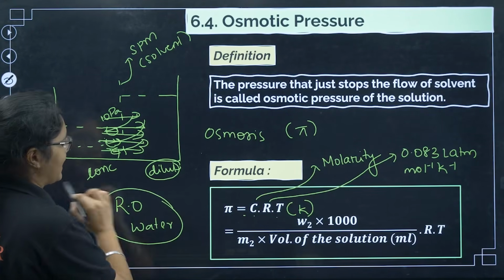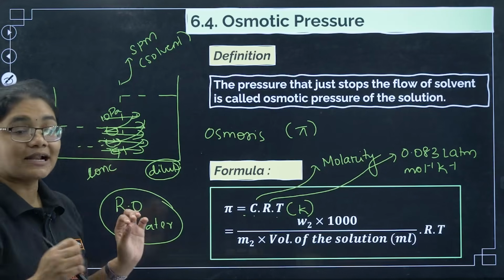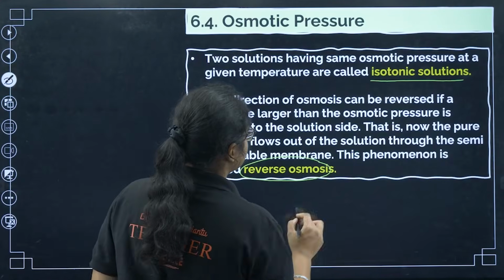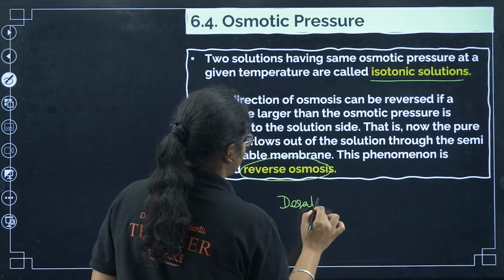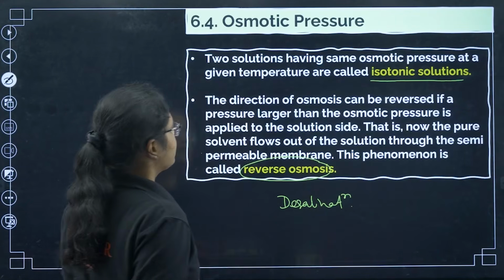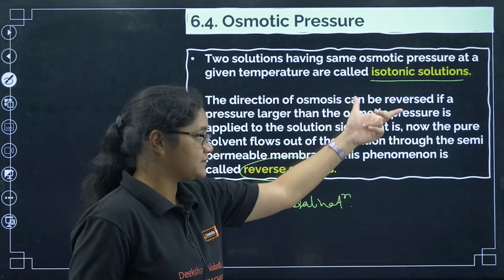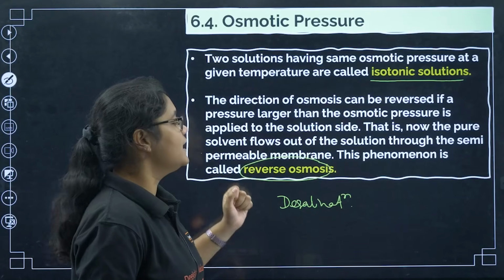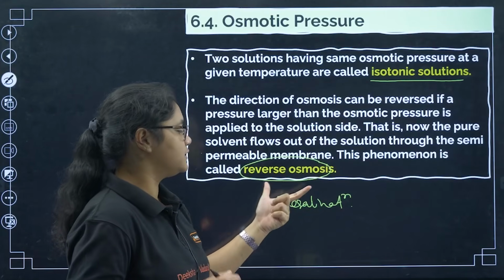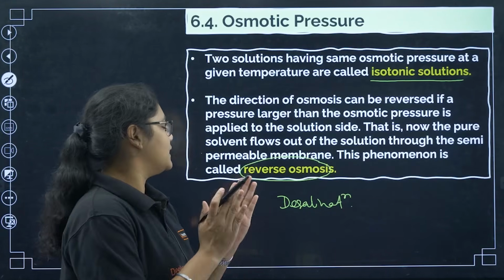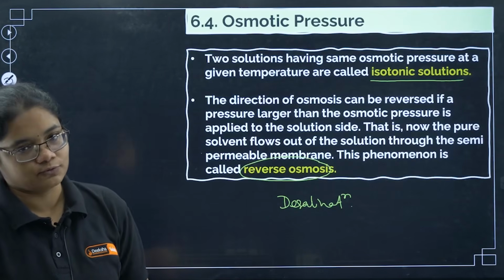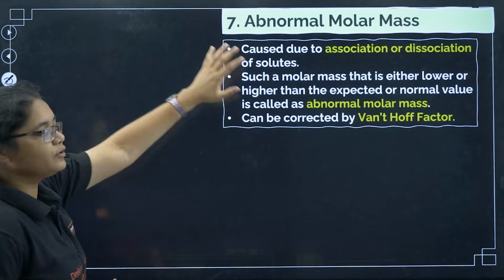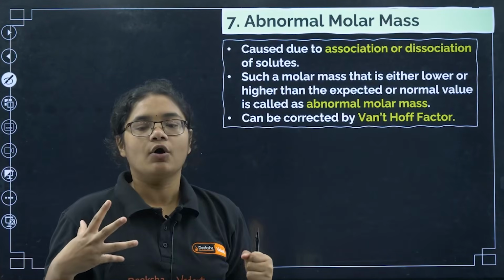You might have heard of it in different ads of filters and all. RO stands for reverse osmosis, and it is a very, very important phenomenon used in the desalination of water. So you can see the direction of osmosis can be reversed if a pressure larger than the osmotic pressure is applied to the solution side. That is, now the pure solvent flows out of the solution through the semi-permeable membrane, and this phenomenon is called reverse osmosis.